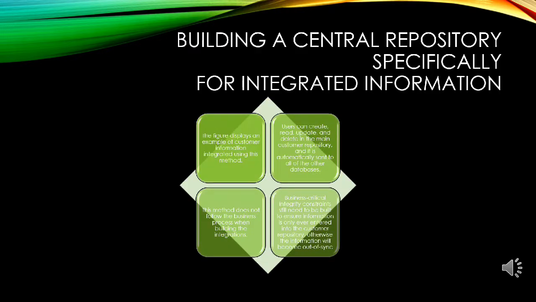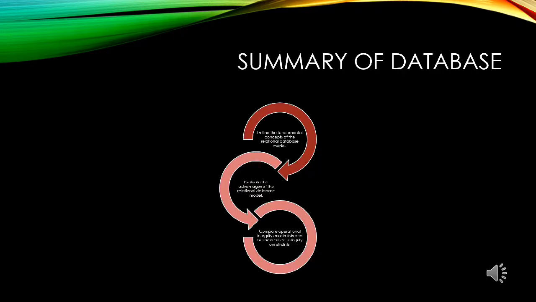The other method is building a central repository specifically for integrating information. This figure displays an example of customer information integrated using this method. Users can create, read, update, and delete in the main customer repository and it is automatically sent to all of the other databases. Business-critical integrity constraints will need to be built to ensure information is only ever entered into the customer repository, otherwise the information will become out of sync. This method does not follow the business process when building the integrations.